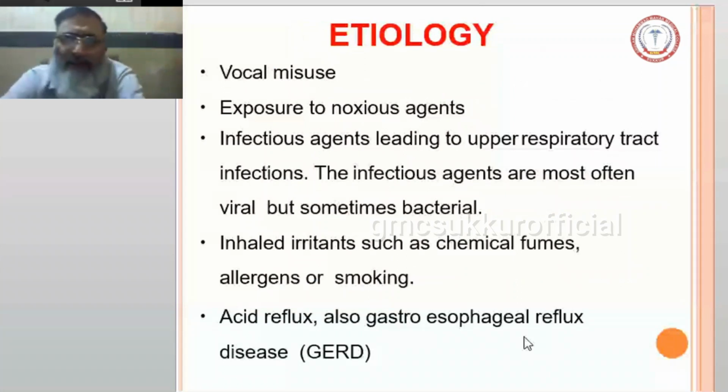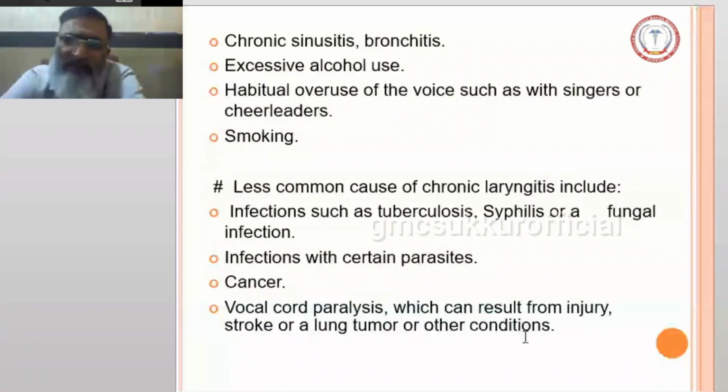Now there is chronic sinusitis, which causes post-nasal drip, dripping of the infected material from the sinus and nose to the nasopharynx, pharynx, and to the larynx. This is a descending infection, whereas bronchitis means inflammation of the bronchi. When the lungs are involved, the infection is ascending in nature, going from the lung to the bronchus, to the trachea, then toward the larynx, and causes laryngitis. Habitual overuse of voice, such as for singers, cheerleaders, and smoking.